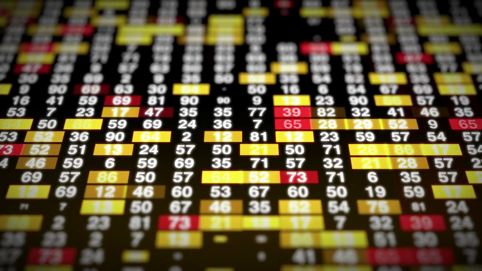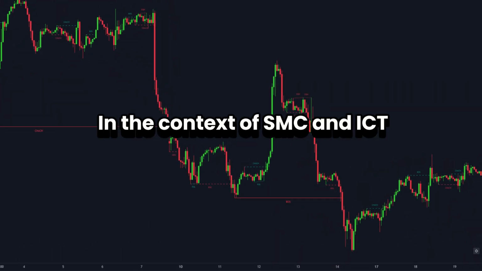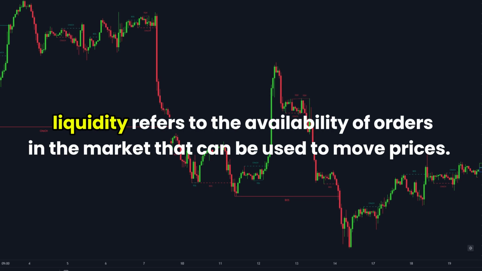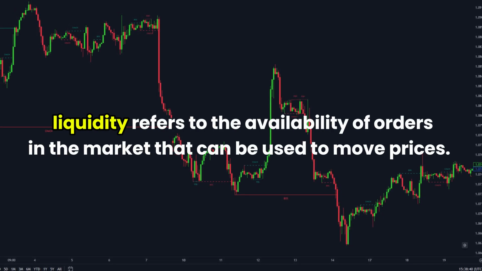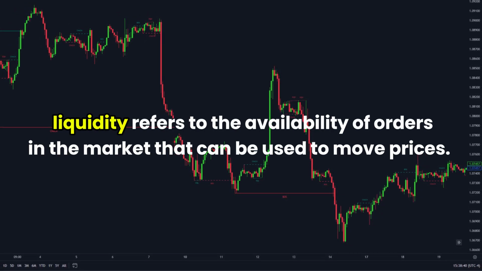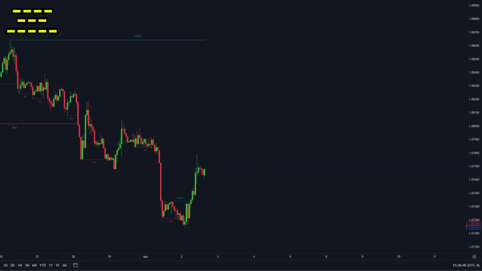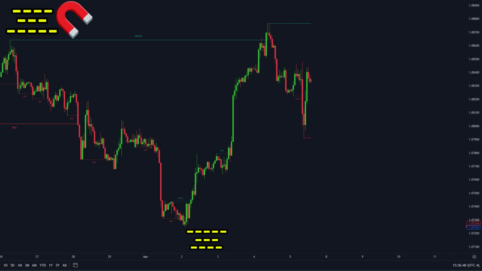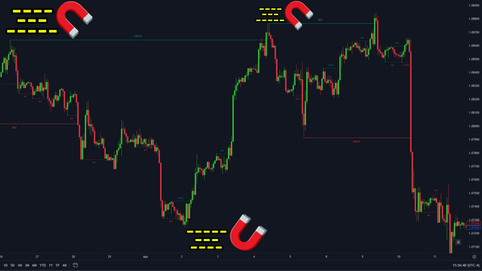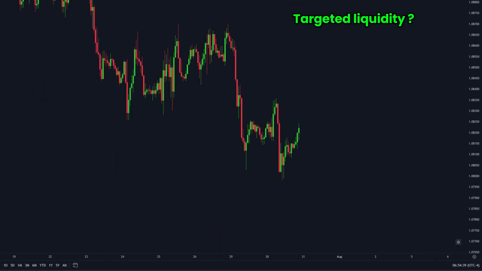Liquidity, the double-edged sword. Liquidity is the fuel that drives the markets. In the context of SMC and ICT, liquidity refers to the availability of orders in the market that can be used to move prices. These orders are often clustered around key levels, such as highs and lows, and are a magnet for price action. The allure of targeting liquidity is undeniable. After all, if you can predict where the market will go to grab liquidity, you can position yourself to ride the wave. But here lies the first trap.